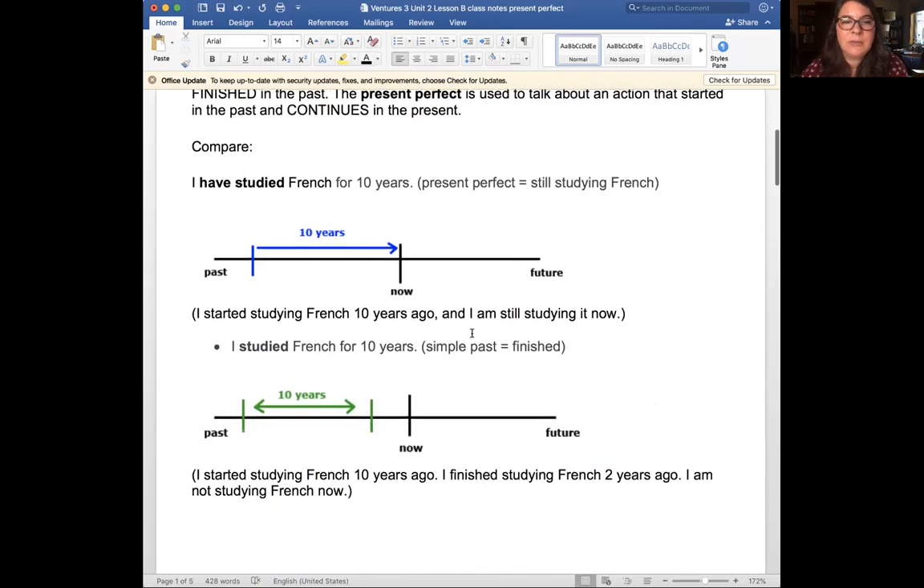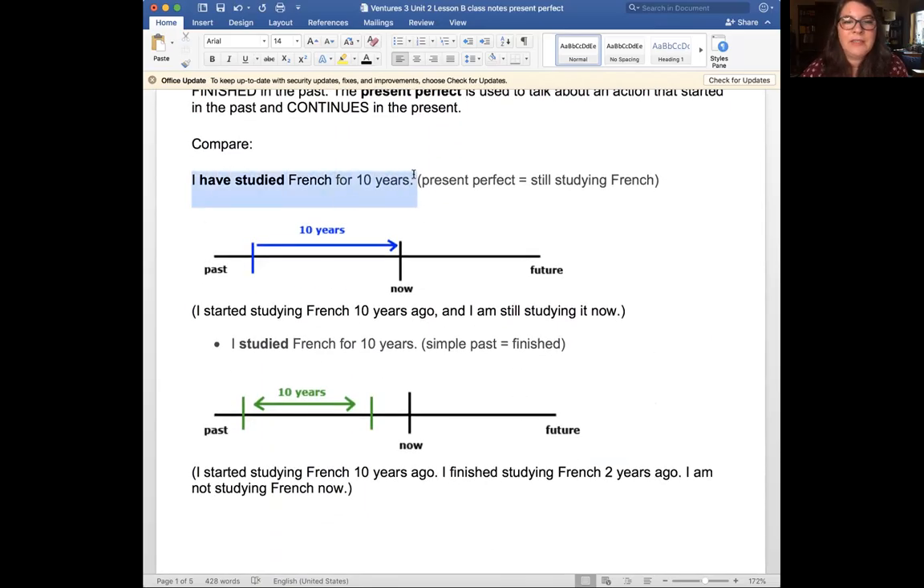So let's take a look at some examples. I have studied French, or you can say English, for 10 years. This is the present perfect with have and the participle, which means you're still studying French, you're still studying English. This was 10 years ago, you started, study, study, study, and this is now. And I understand you will continue to study in the future. I started studying French 10 years ago. I'm still studying French.